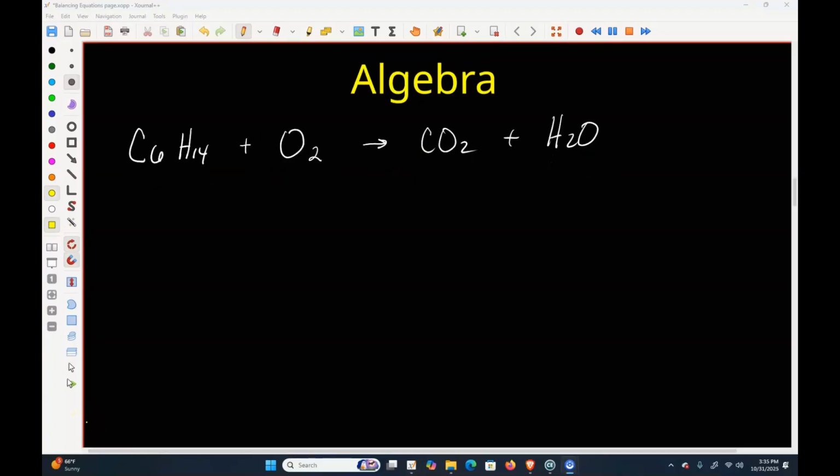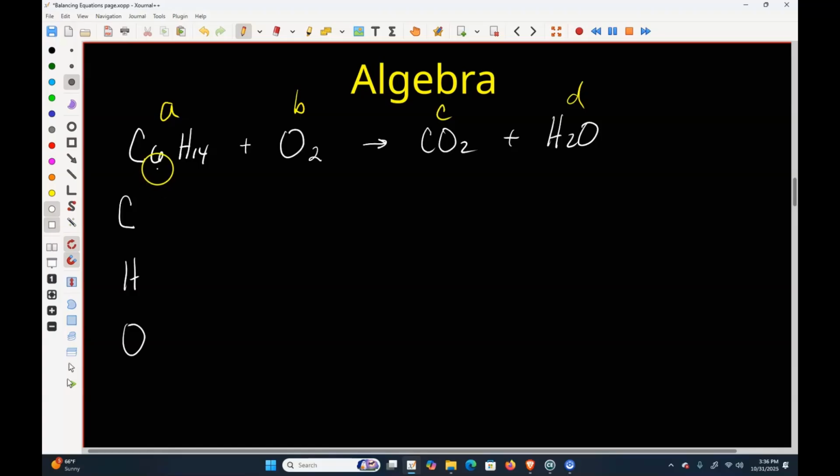Okay, let's try algebraically. What I would do first is I will give each chemical formula a variable. So I'm going to let this be variable A, B, C, and D. All right, I'm going to list my elements. I have carbon, hydrogen, and oxygen. I want to write an algebraic equation for each one of these chemical formulas.